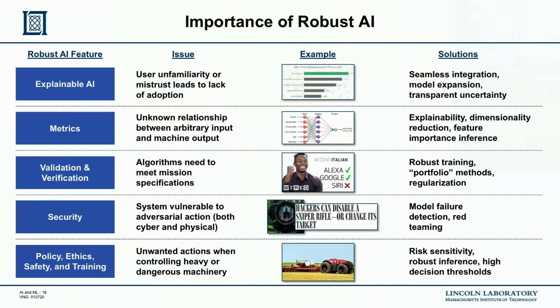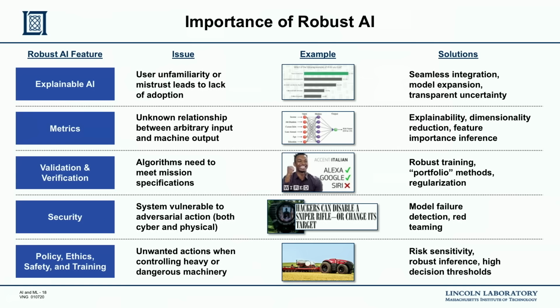So certainly, robust artificial intelligence plays a very important part in the development and deployment of AI systems. I won't go through the details of each of these. I'm sure many of you are very familiar with it, and I know a few of you are far more knowledgeable about this than I am. But some of the key features would be explainable AI, which is a system being able to describe what it's doing in an interpretable fashion. Metrics, so being able to provide the right metric if you want to go beyond accuracy or performance.